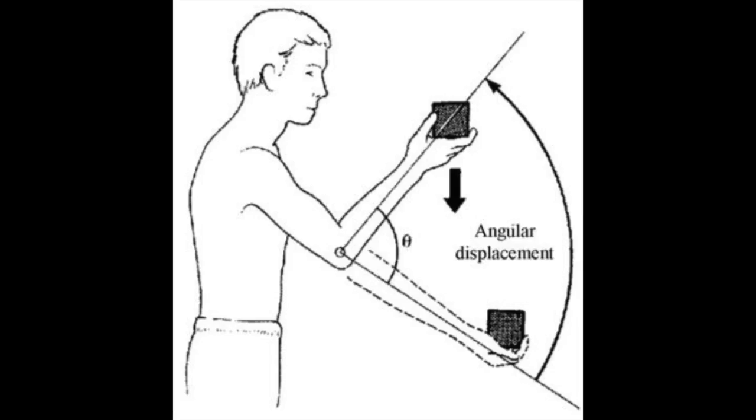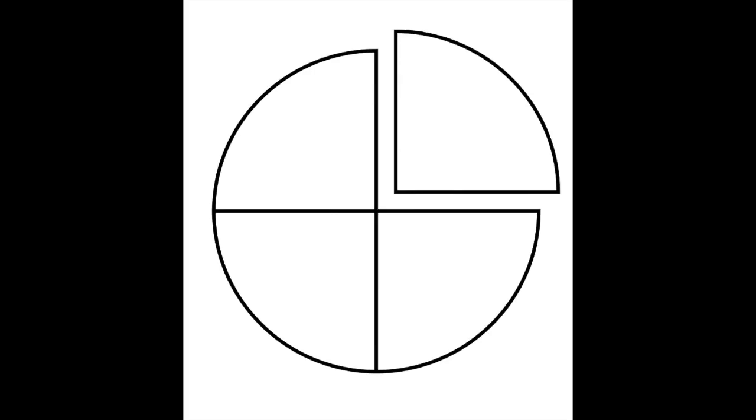Angular displacement. The angle that a rotating body goes through. 1 revolution equals 2 pi. Angular displacement is observed in this model because of the flapping of the wings. The movement of the wings create pi halves.